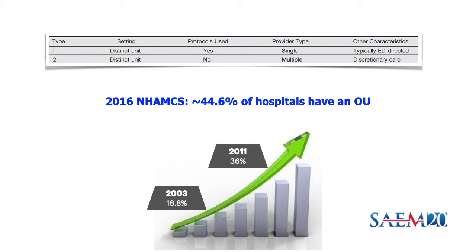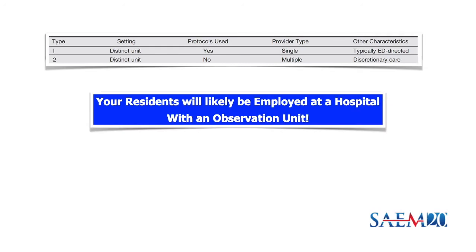The number of hospitals opening observation units has significantly increased over the last almost 20 years as evidence continues to show that observation units, and specifically type 1 observation units, are more efficient, safer, and cost-effective when compared with care in an inpatient unit. In fact, the most current National Hospital Ambulatory Medical Care Survey data shows that almost half of hospitals have an observation unit. Therefore, your residents will likely be employed at a hospital with an observation unit, and it's important that they learn about observation medicine.